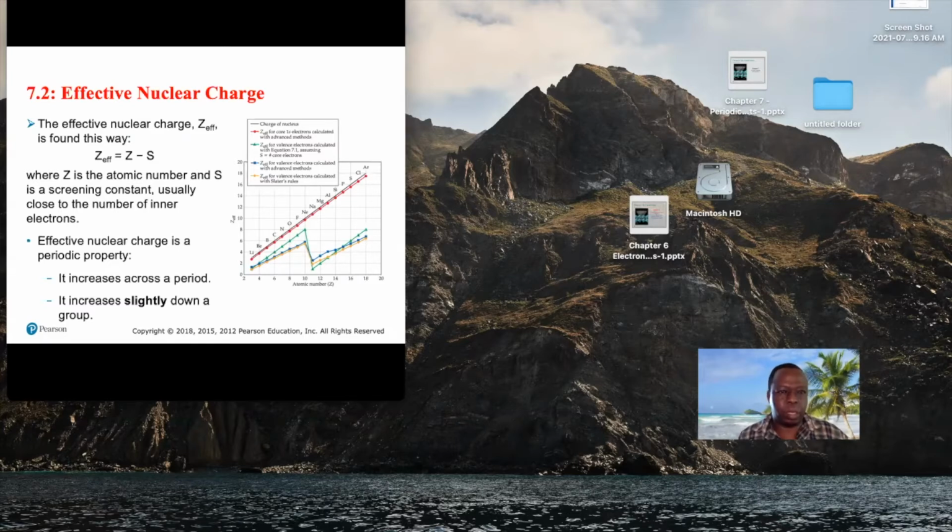The core electrons are the electrons excluding the valence electrons. The valence electron for sodium is 1. If we have 11 electrons, the core electrons number 10. So 11 minus 10 for the core electrons. The inner electrons here are the core electrons for sodium. We have 10 core electrons, so Z effective is positive 1.